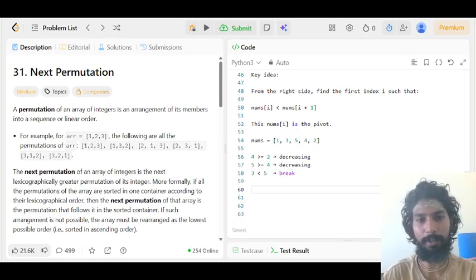3 is our pivot. Why? Because the part after 3, which is 5, 4, 2, is already in decreasing order. This means we cannot make a bigger permutation by only changing the suffix. We need to increase the pivot slightly.